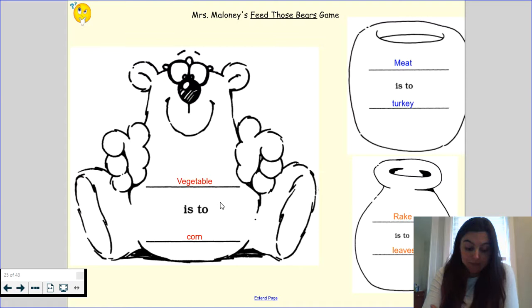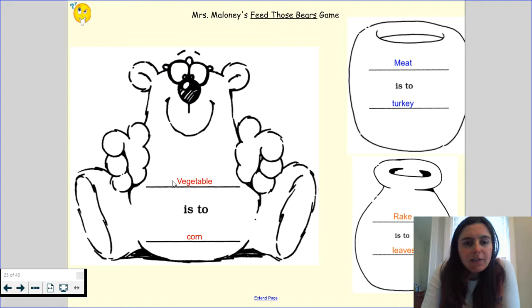It says vegetable is to corn. So I wonder which honey goes with that. We have meat is to turkey and rake is to leaves. Now they're all analogies, but we need to figure out which one makes the most sense to go with vegetable is to corn.